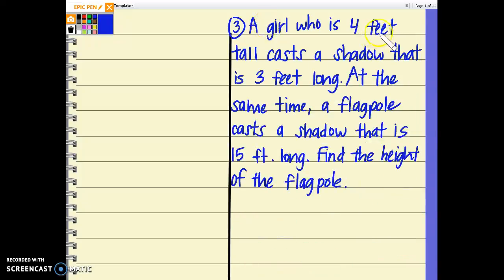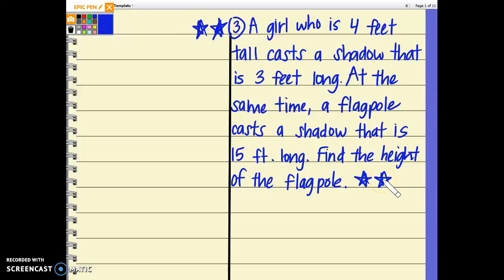Alright, so a girl who is 4 feet tall casts a shadow that's 3 feet long. At the same time, a flagpole casts a shadow that's 15 feet long. Find the height of the flagpole. I would star this problem because you're going to see something like this on your test.